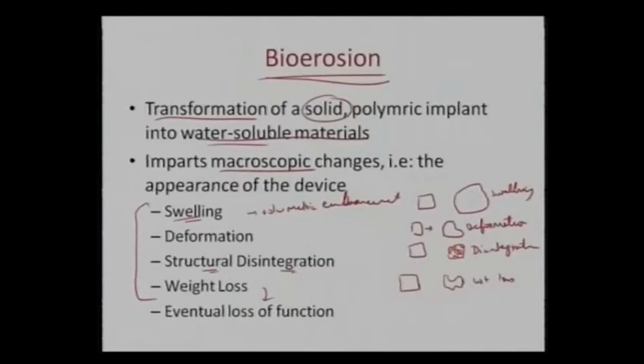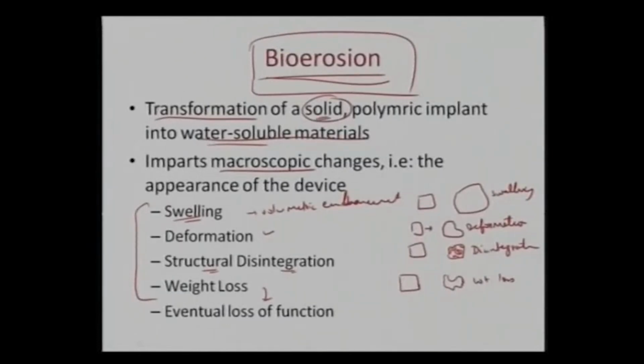So that is the reason bioerosion can elicit effects macroscopically. The overall appearance can change either by swelling, so the overall polymer can swell, or it can deform. There can be some structural disintegration, so the overall structure can also change, and the weight can also be reduced because of its dissolution in the particular environment, and that leads to eventual loss of function.